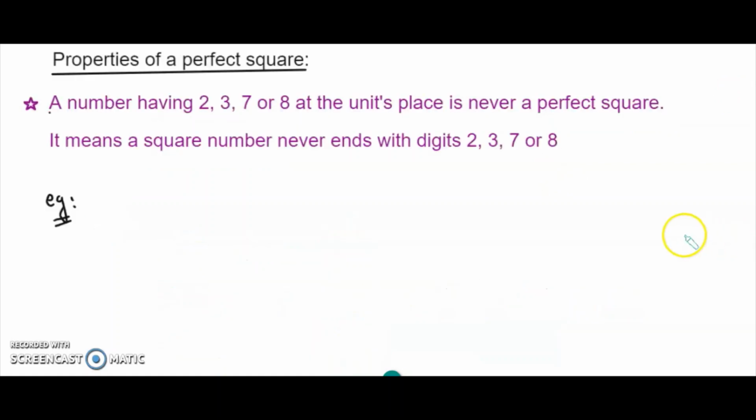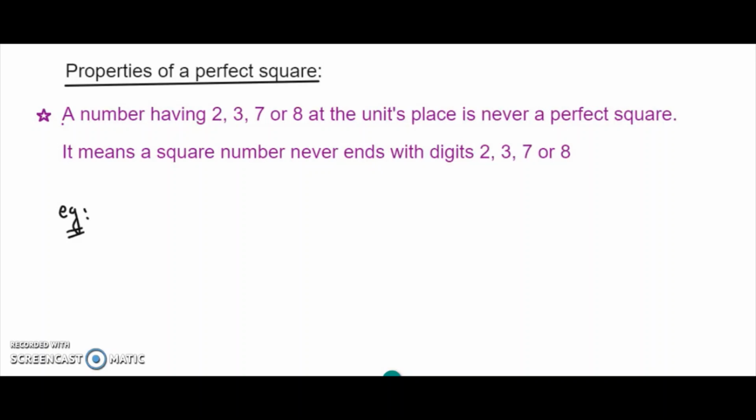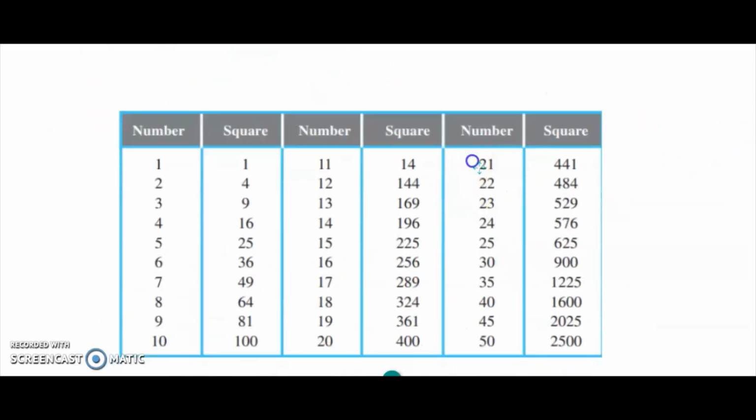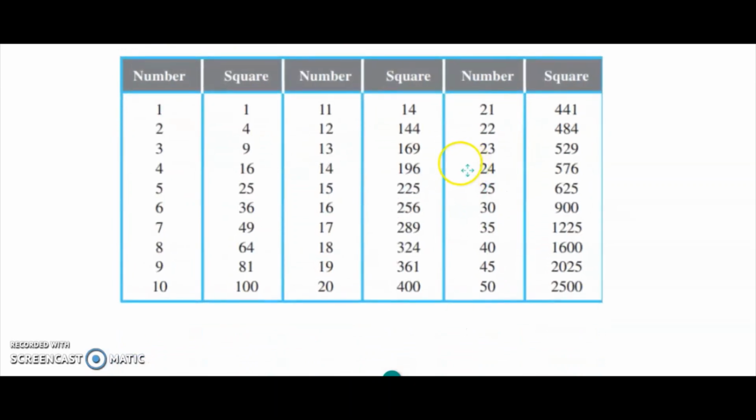Okay. Now we are going to look into some properties of a perfect square. The first property, a number having 2, 3, 7 or 8. Before we go into this, let's look into the squares from 1 to 20. Sorry, 1 to 30 to be more precise, and some extra squares. Then I'll come back to the properties. Okay, so here is the list of all the squares from 1 to 30 and some special numbers which are 35, 40, 45 and 50.